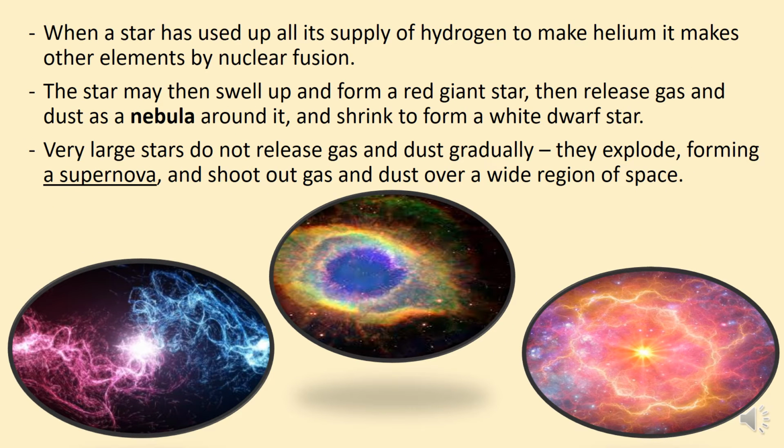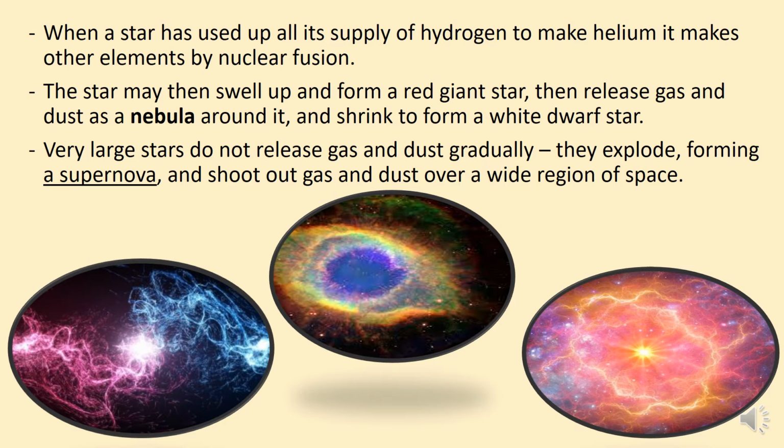Okay, grade 7. You know what? When a star has used up all its supply of hydrogen to make helium, as we said in the nuclear fusion, it makes other elements by nuclear fusion. These elements include carbon, nitrogen, oxygen, sodium, magnesium, aluminium, silicon, phosphorus, sulfur, chloride, potassium, calcium, chromium, and iron.